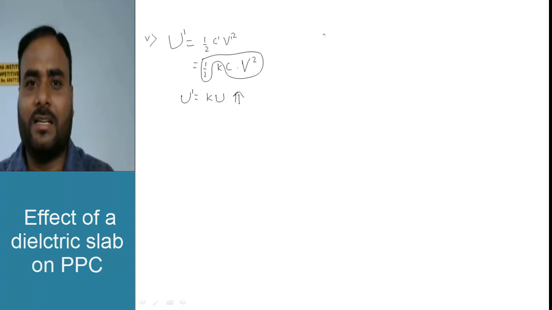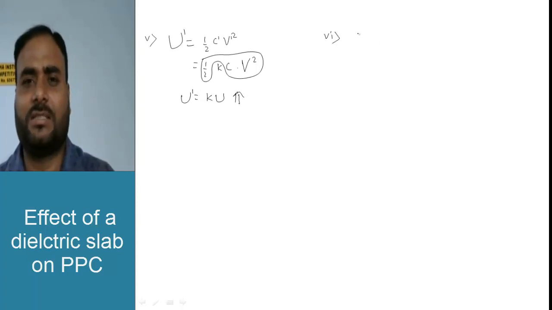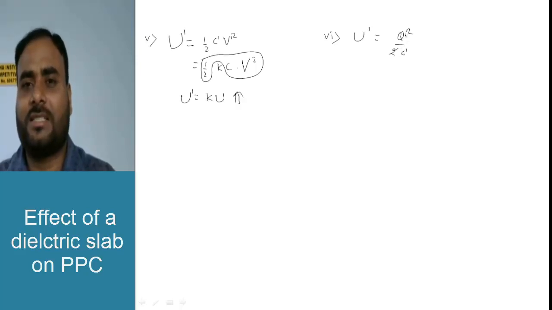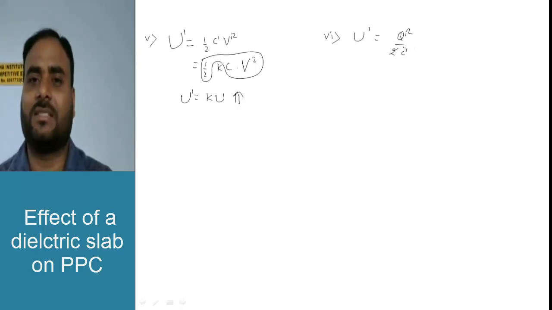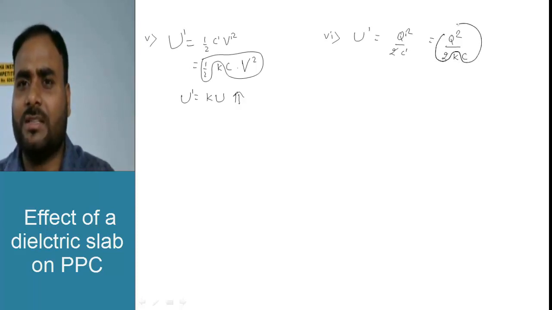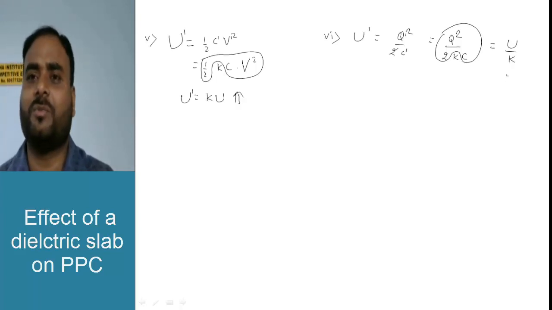And here, when the source is disconnected, can I write the energy as Q square over 2C? You know why? So that I can see that the charge has not changed, capacitance has changed. You could have done it by half C V square also, not a problem. So this is Q square, since charge has not changed, over 2 times the capacitance, which has increased. Q square over 2C is again the initial energy, and it has reduced by K times.